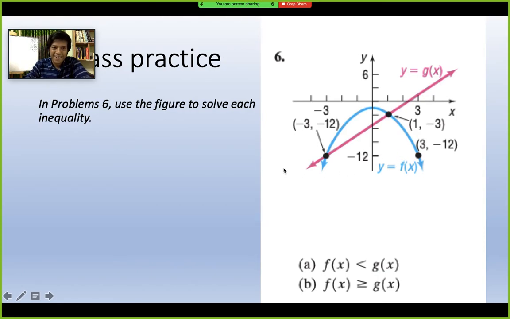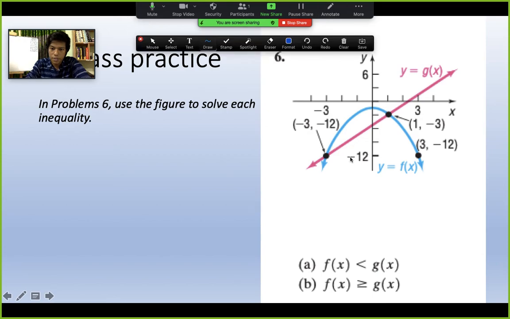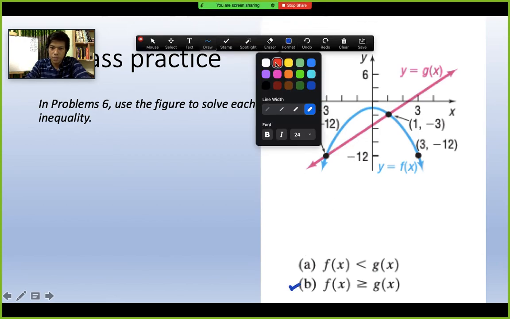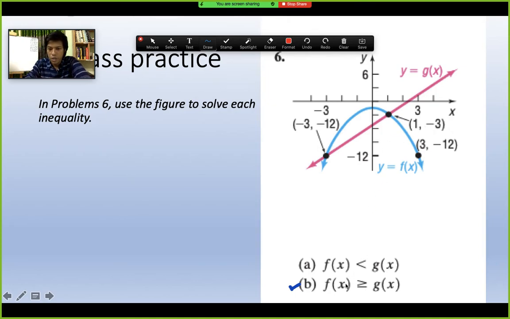So let's try to solve where f(x) is less than g(x), and where f(x) is greater or equal to g(x). That part we can also do. Let's do this part first. We can do any part: f(x) is greater or equal to g(x).